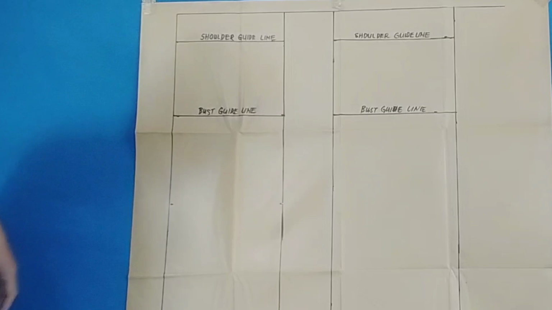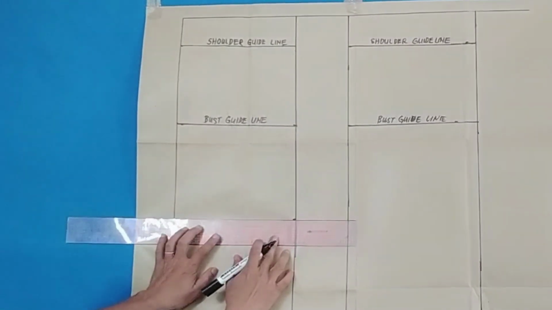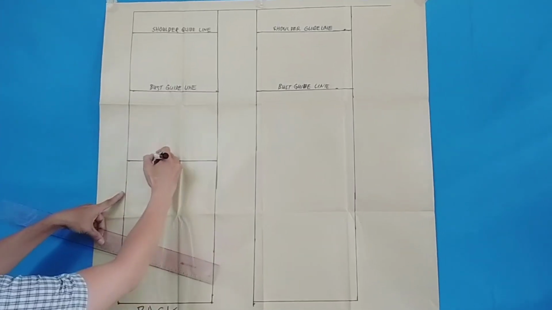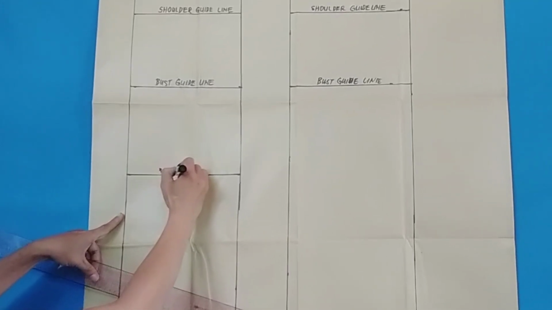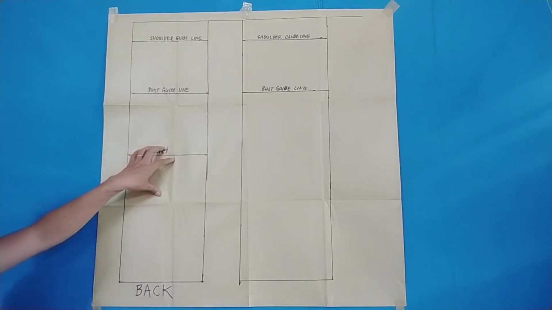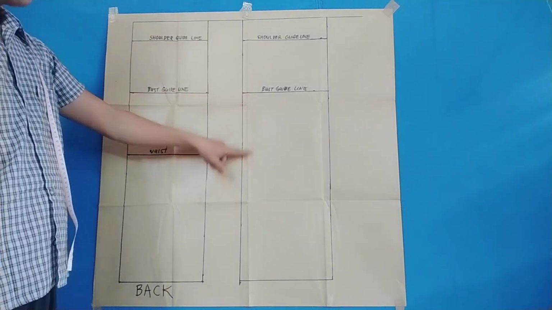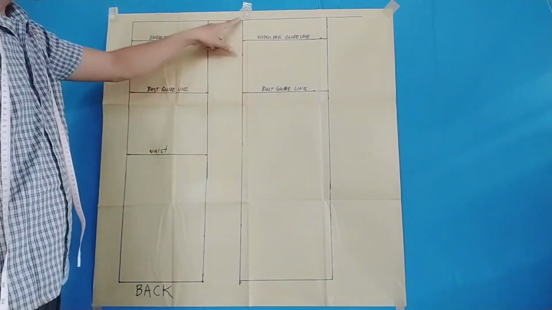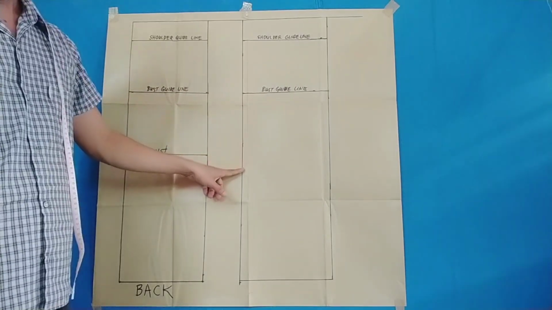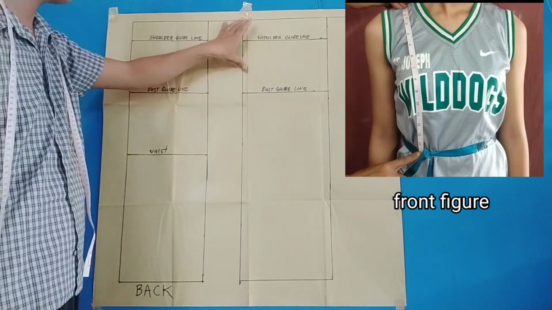So, ilalagay natin ang line dito. So, ito yung magiging waist ng ating back pattern. So, yung sa waistline ng ating front block, i-apply dito yung front figure. So, ang front figure dito is 16 3/4 inches or 42.5 centimeters.